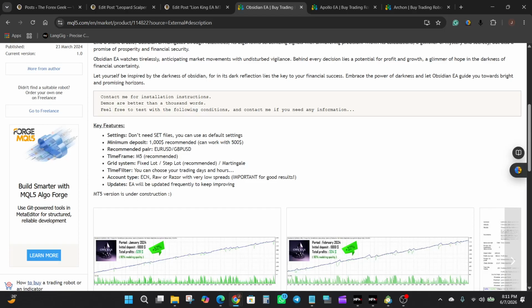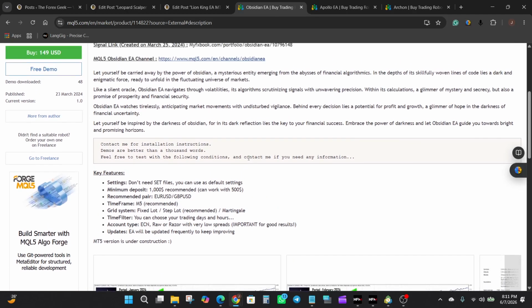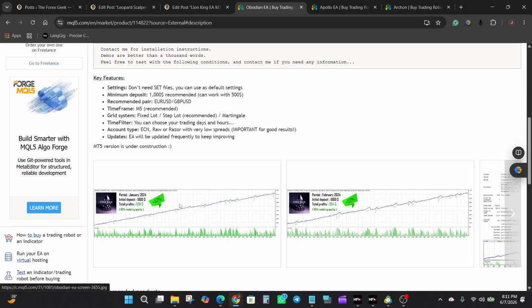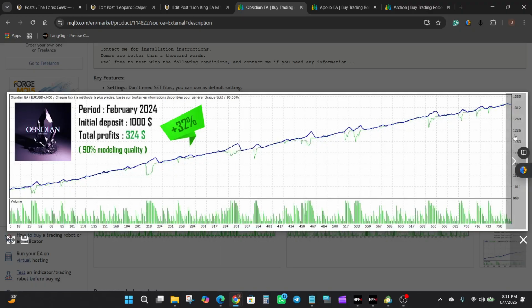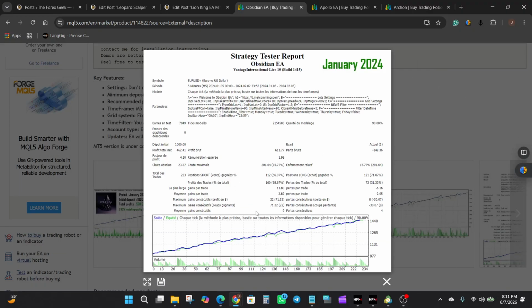Now, as we move into the backtesting section, I'm just going to be reviewing the historical testing results provided by the developer first before we go into our own backtesting. Based on the information here, the period is January 2024, initial deposit $1,000, and total profit was $528, 90% modeling quality. And let's see what we have here. Okay, so here we are seeing initial deposit of $1,000. Net profit was 462.41. This is January 2024, and the period was 5 minutes.